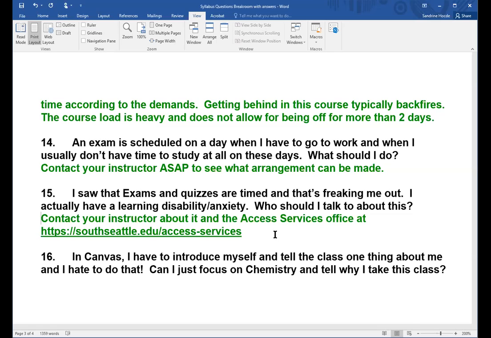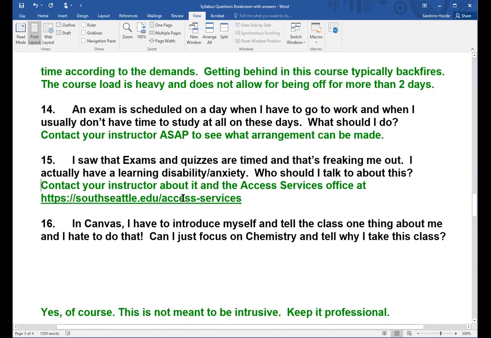You would get a letter of accommodation from these access services, and then, using that letter of accommodation, I can give you more time, for example, if time is what makes you anxious, or whatever else you need. That makes me think that if you have any kind of disability or anxiety and need some accommodations, please go to the access services and have this documented, and then I will receive a letter of accommodation and I will accommodate accordingly. Okay, so tell me about it, and go to the access services.